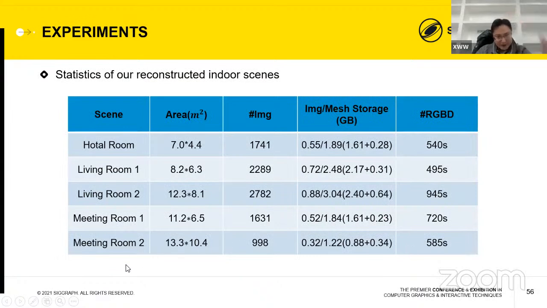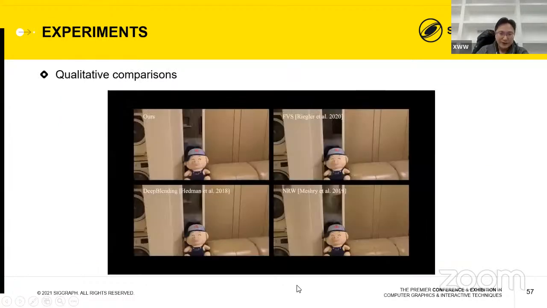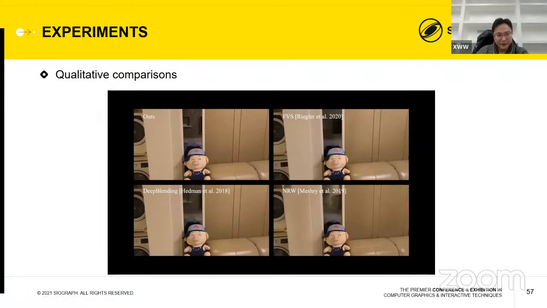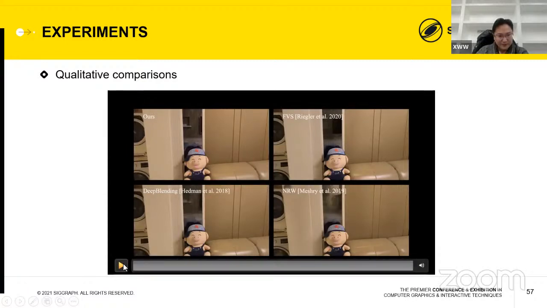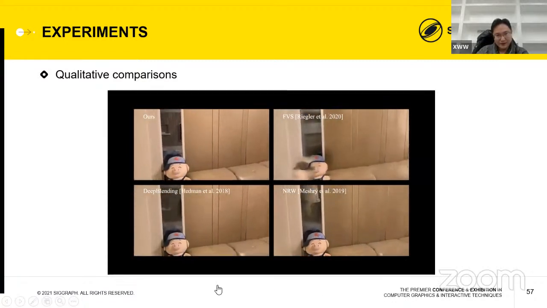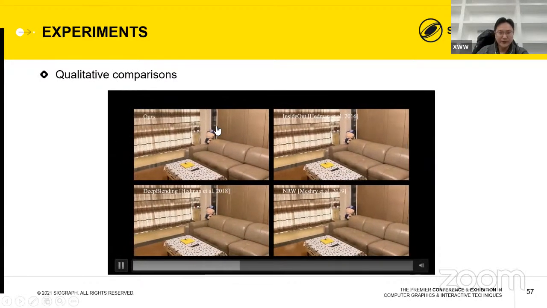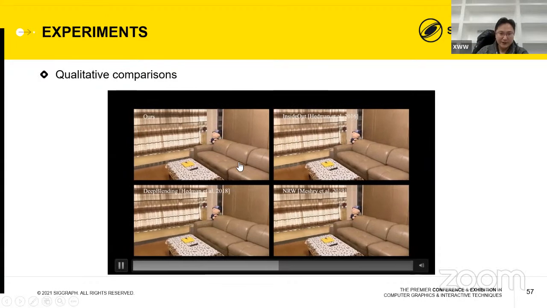In this slide, we show some statistics of our reconstructed indoor scenes: the areas of the indoor scenes, the number of captured images, and the storage required for each scene. We also compare our algorithm with some state-of-the-art image-based rendering algorithms for indoor scenes. Our result is on the top left, so we can realistically render the reflections in the mirror or the highlights on the sofa.